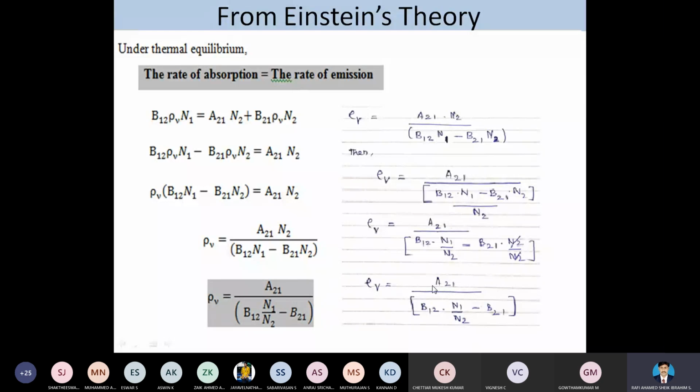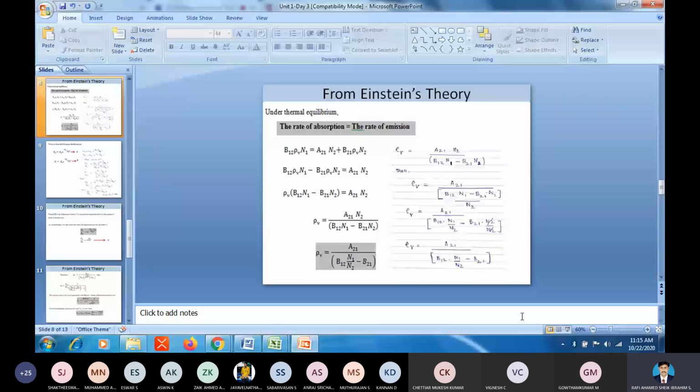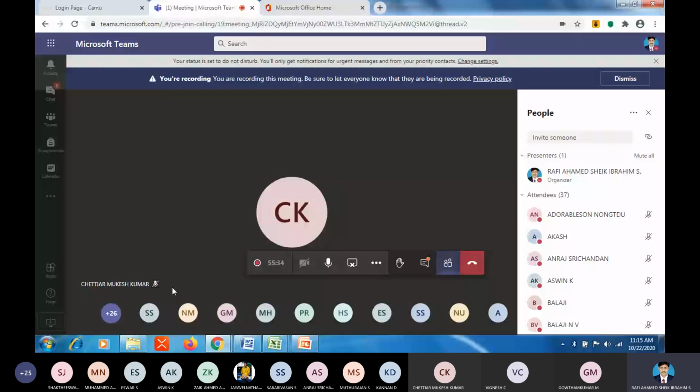Finally, we get rho V is equal to A21 divided by B12 N1 by N2 minus B21. So I will stop up to this right now. If you have any doubt up to this, you can ask your doubt. If not, we can proceed.